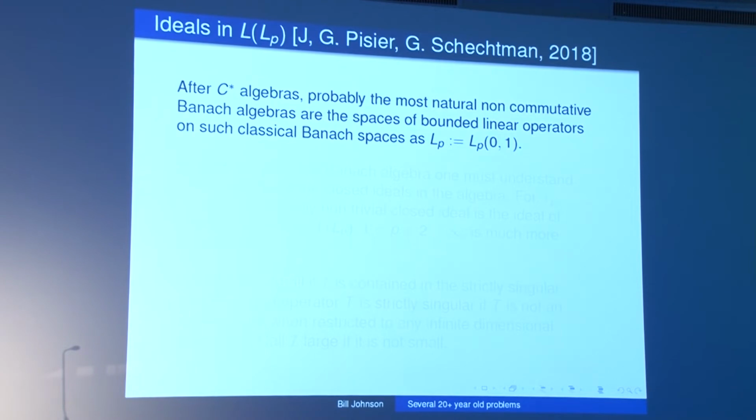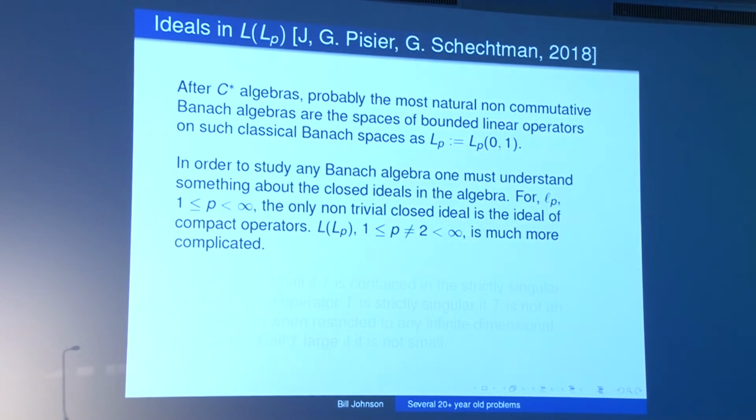if you're studying commutators, all you care about are maximal ideals in the bounded operators on the space. But if you want to understand something about the Banach algebra structure, you have to understand something about all ideals, because you want to understand the homomorphisms. The homomorphisms are multiplicative bounded linear operators, and their kernels are, of course, the closed ideals. So you have to understand something about the closed ideals. Now, this is very easy if you're talking about little LP, because the only closed ideal is the space of compact operators, as I mentioned.